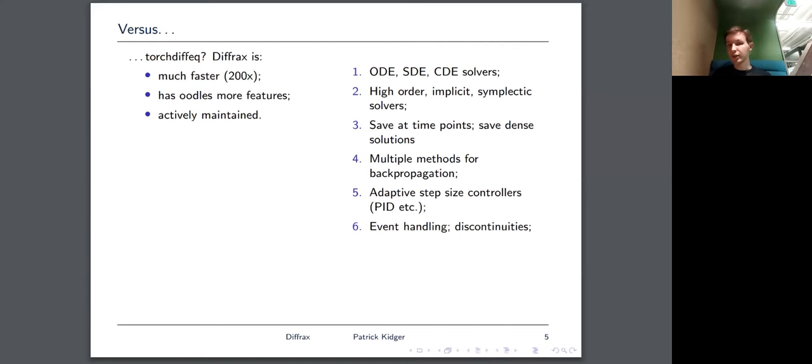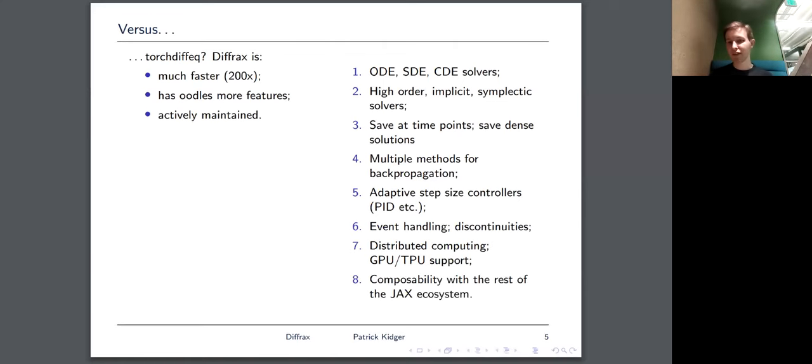Event handling, discontinuities, things like I've mentioned before that building on top of these auto-parallel GPU-capable libraries mean that we just sort of get things like this for free, and indeed this story is true. When I say Diffrax supports distributed computing, what I'm really saying is JAX supports distributed computing, and Diffrax is just built on top of that. And then, of course, there's this composability with the rest of the JAX ecosystem, which is growing and flourishing, and people are building all kinds of cool things in JAX. And Diffrax interfaces nicely with all of these.